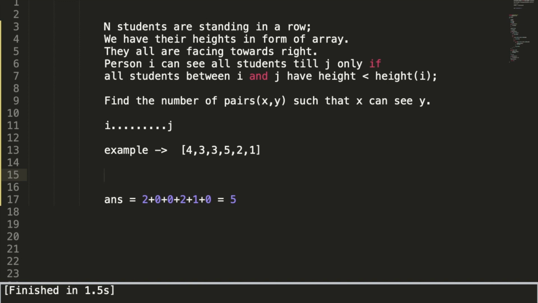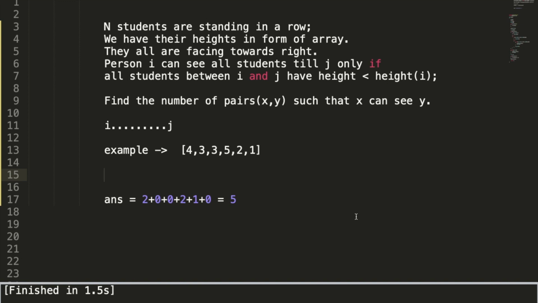If you have seen my previous video regarding next smallest integer, this problem is almost the same, but that question was finding the next smallest element. This question is about finding the next largest element. They both are the same, the only difference is between largest and smallest.